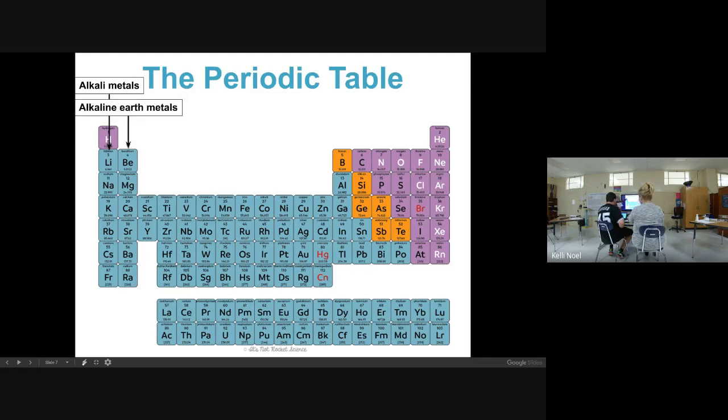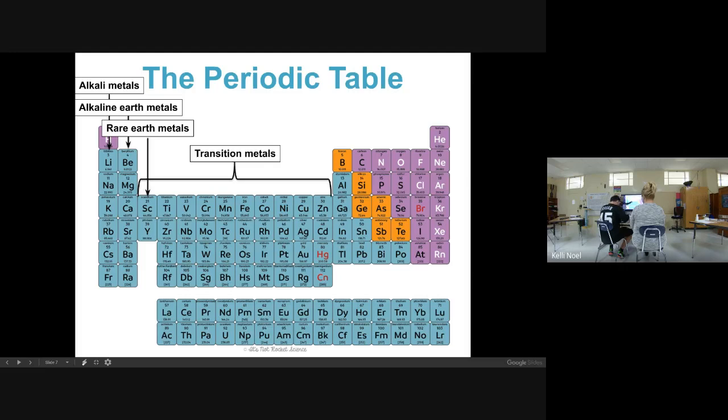This is alkaline earth. And an alkaline earth right there. This one is your rare earth metals. And then this whole section here in the middle, they're lumped together as transition metals.